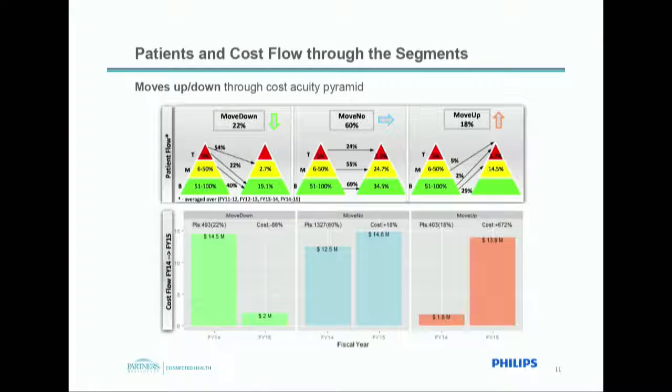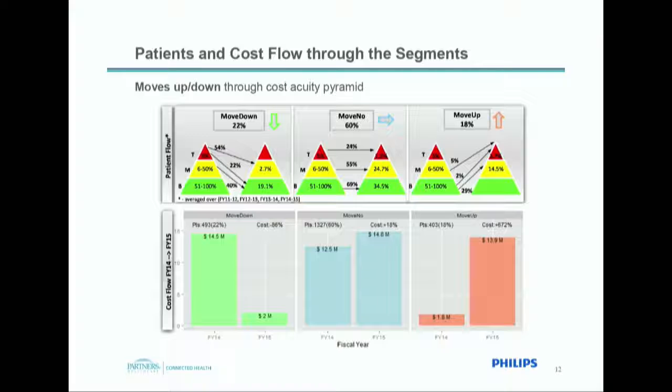And after quantifying the patient flow, we were in a position to combine all these flows and to identify which patients are moving up or down the cost acuity pyramid. And we figured out that 18% of the patients are moving up on a yearly basis, 20% of the patients are moving down, and 60% of the patients are staying in the same corresponding segments. So with this, I want to move slowly to the conclusions of our study.